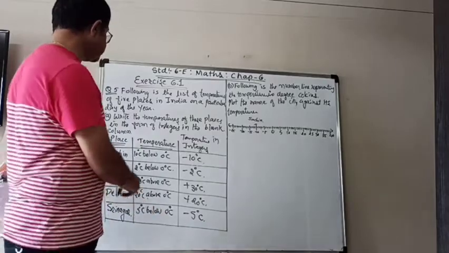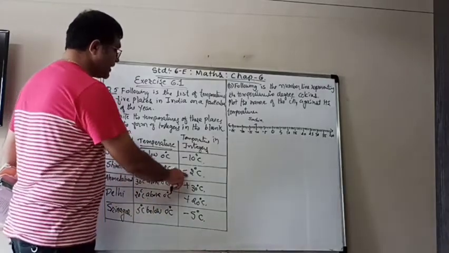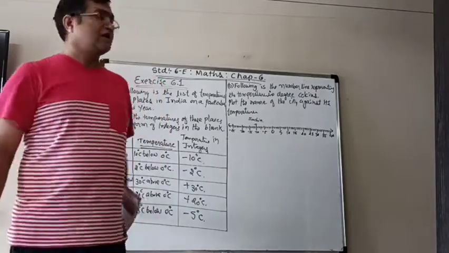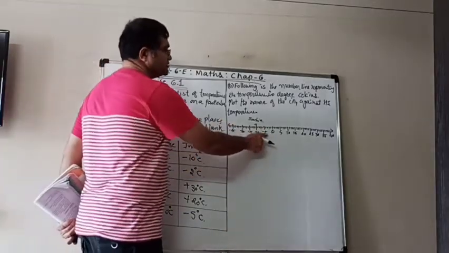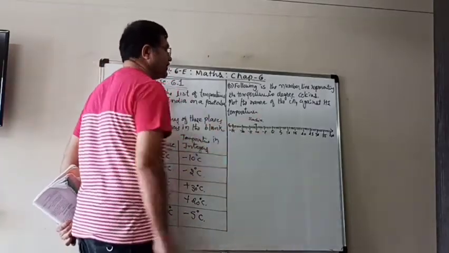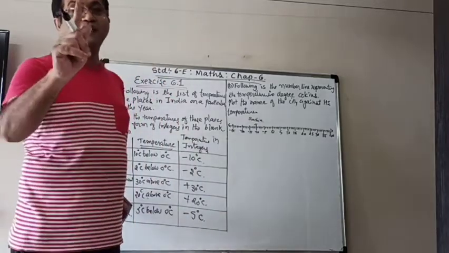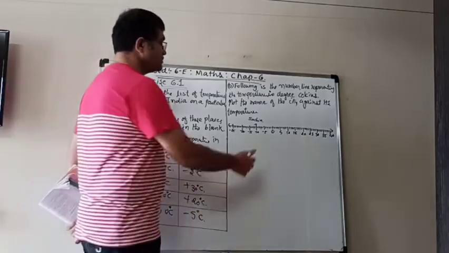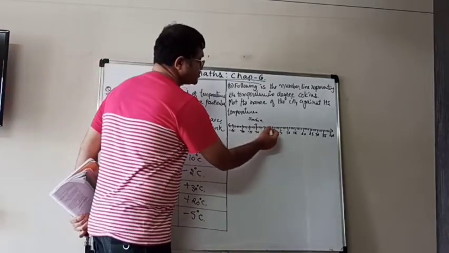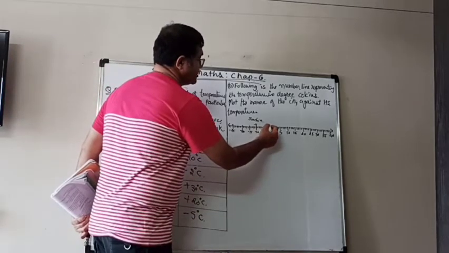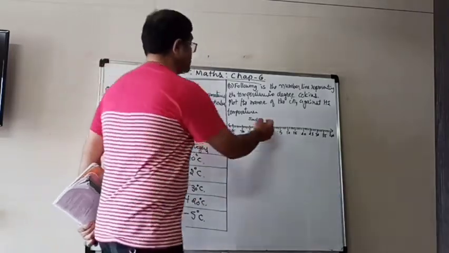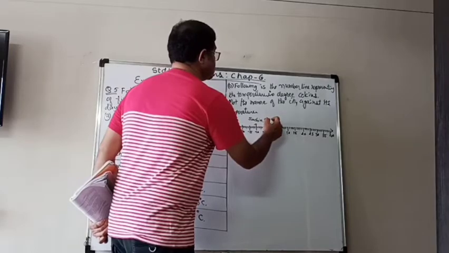Then the second one is Shimla. Shimla has temperature minus 2 degrees Celsius. Here you should see that between 0 and 5 we have made already 5 parts. So one part is equal to 1 degree Celsius. So here 0, then minus 1 and minus 2. So minus 2 will be here, and that will represent Shimla. So here we can write down Shimla.